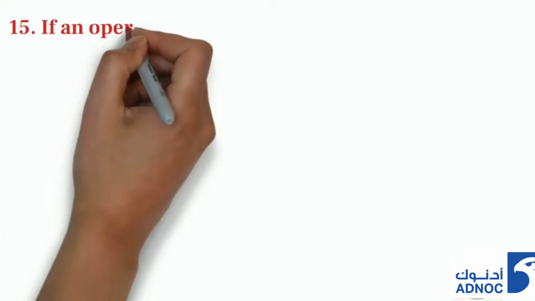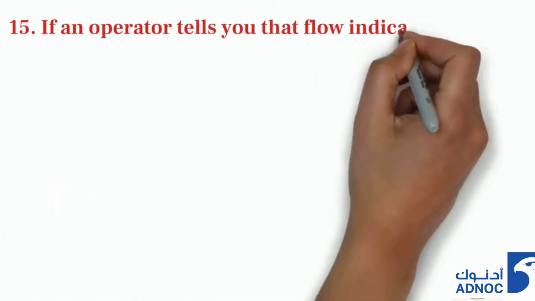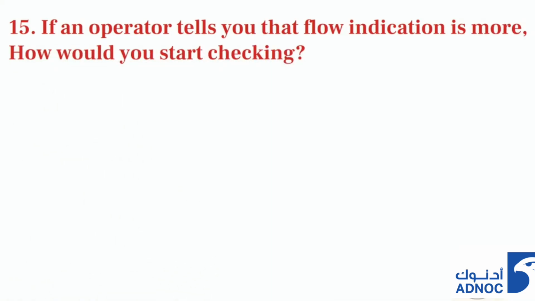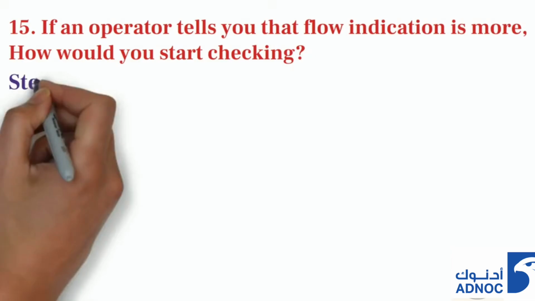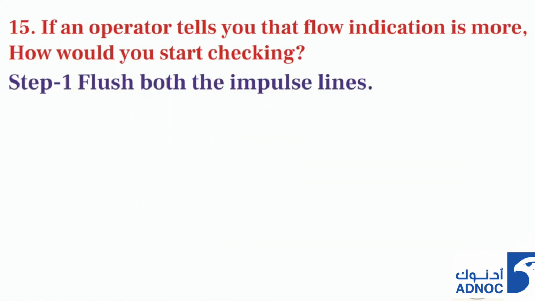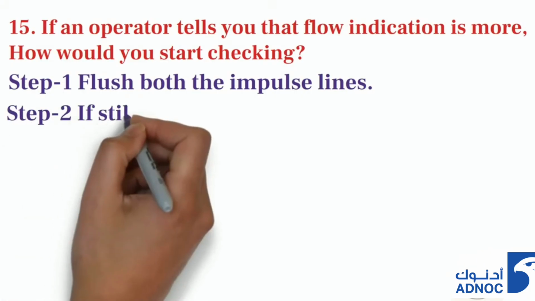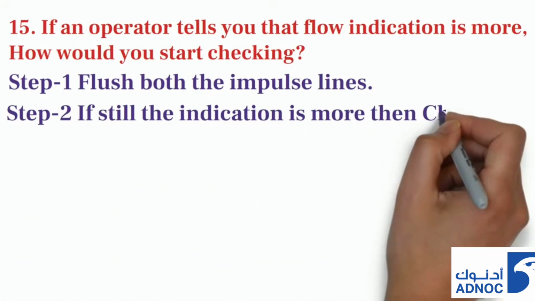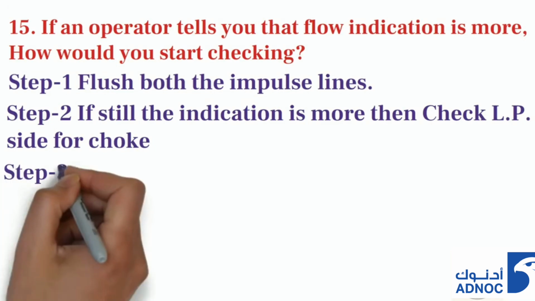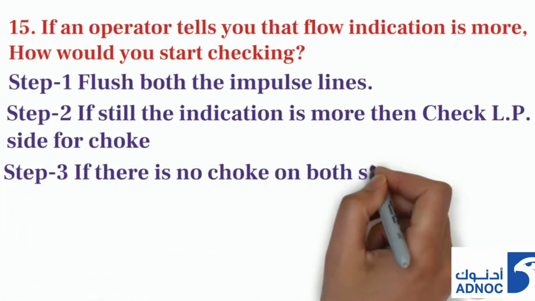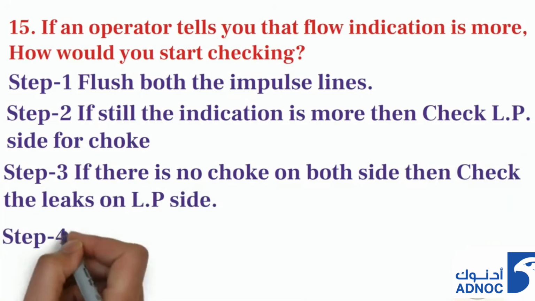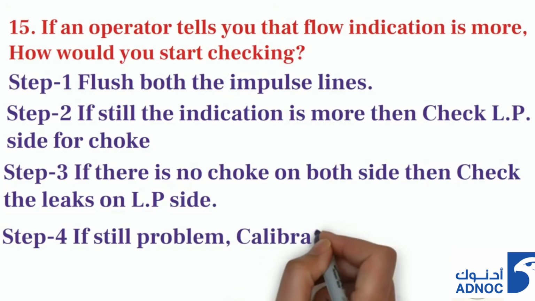Next question is, there is a situation when an operator tells you that flow indication is more than the expected reading, how would you start checking? First of all, in this case, flush both the impulse lines. Secondly, if still the indication is more, then check the low pressure side for choke. If there is no choke on both sides, then check leaks on the LP side. If there is still a problem, then calibrate the transmitter.